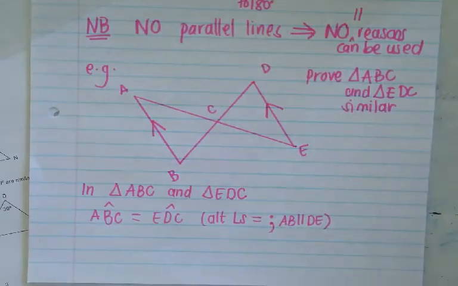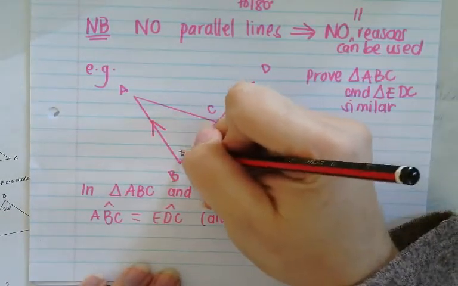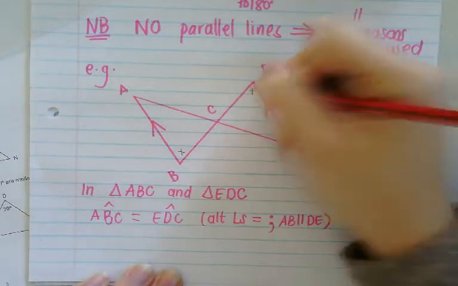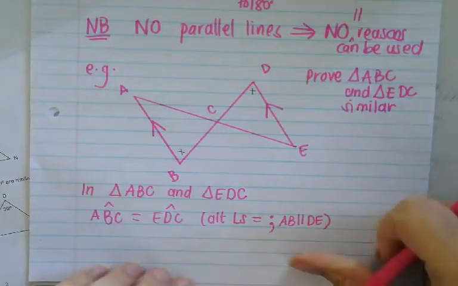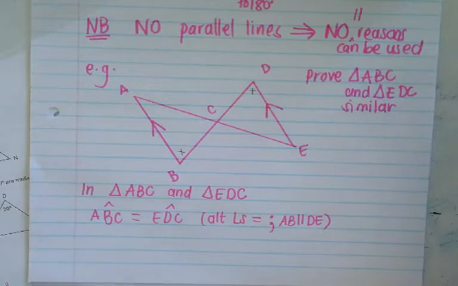So I'm going to do it in pencil so I can erase it. I've proved that angle and I've proved that angle. I've only done one thing so far. I need to do 3 things to prove similarity.